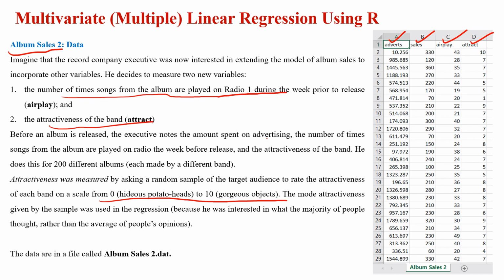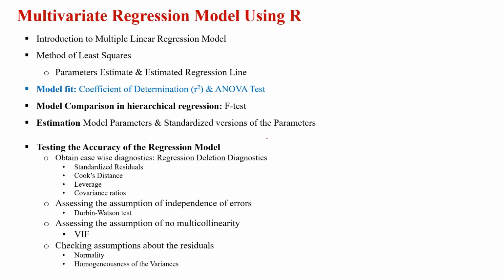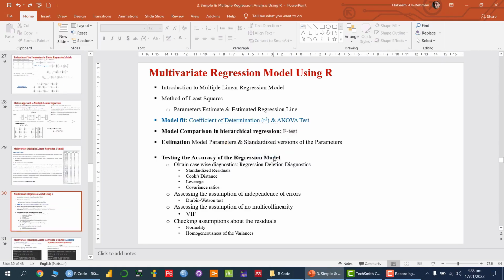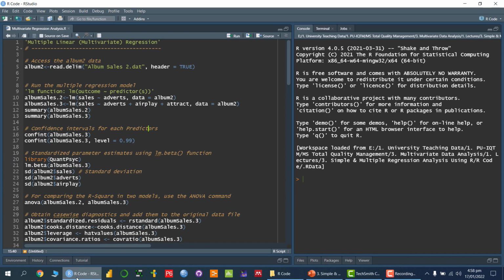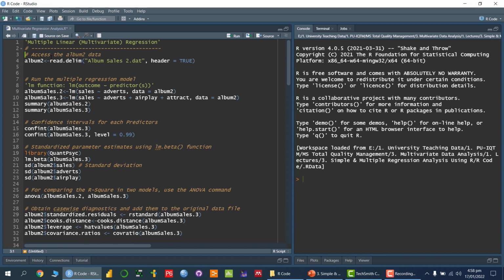Okay, so now let's fit the regression model using R. How can we do that? Let me open the R code. Here we have the code to access the data set. I'm using read.delim, since we have the data in DAT format, you can say in text format. Header equal to TRUE means the first row would be considered as the names of the variables.